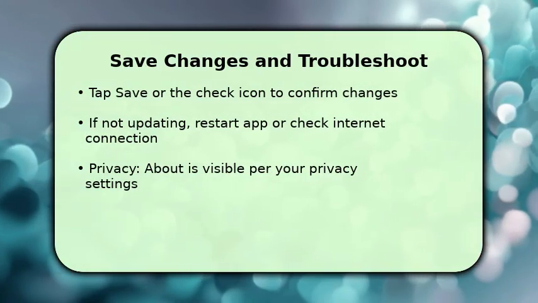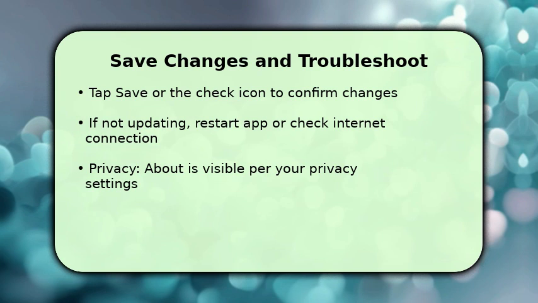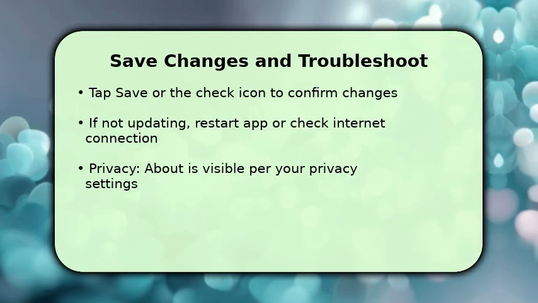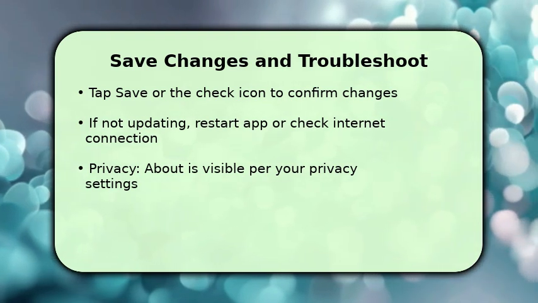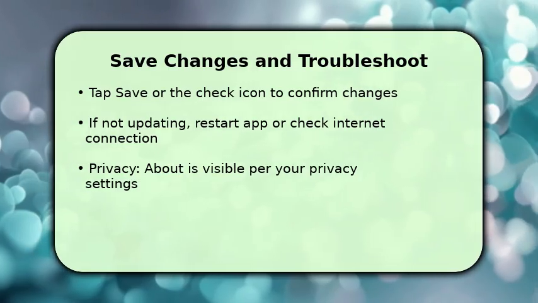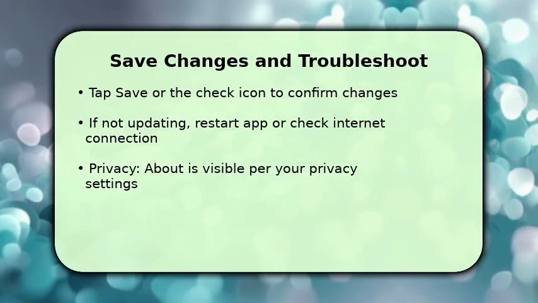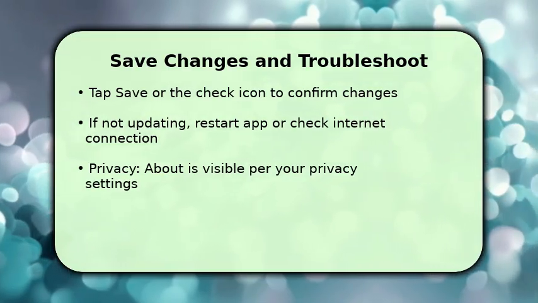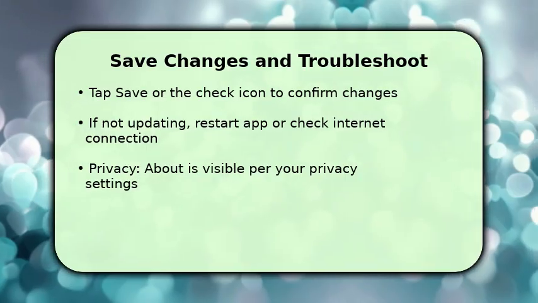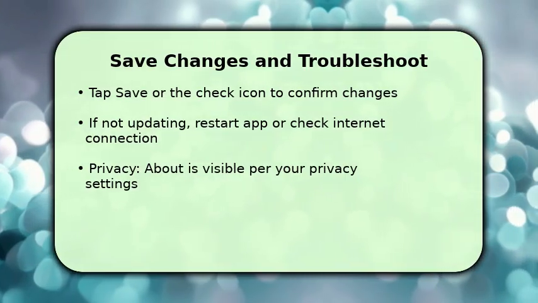If the change doesn't stick, force close and reopen WhatsApp or verify your internet connection because sync can fail offline. Make sure your privacy settings allow contacts to view About if someone reports they can't see it. If problems persist, update the app from the store or restart your phone. These steps fix most update glitches quickly.